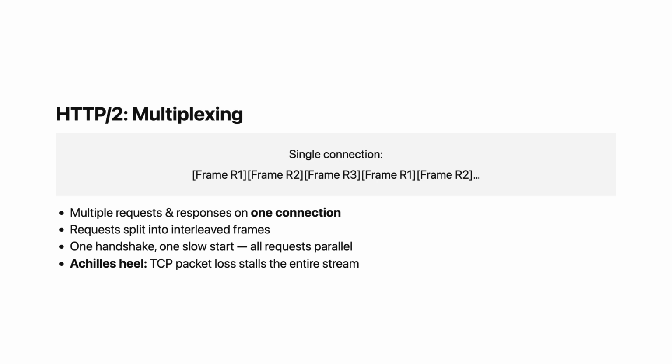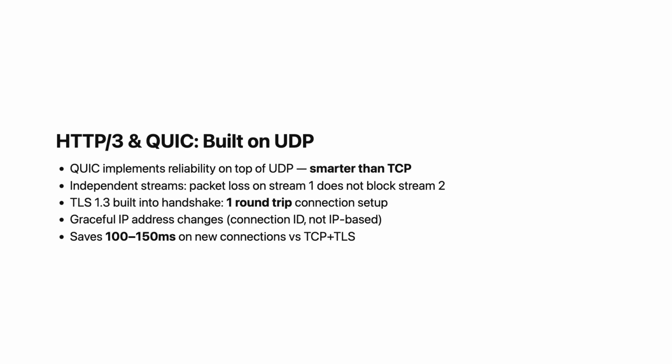This brings us to HTTP/3, which is built on a completely new transport protocol called QUIC. And here is the radical part. QUIC runs on UDP, not TCP. UDP is a bare-bones protocol. It does not guarantee delivery. It does not guarantee order. It just fires packets and hopes for the best.